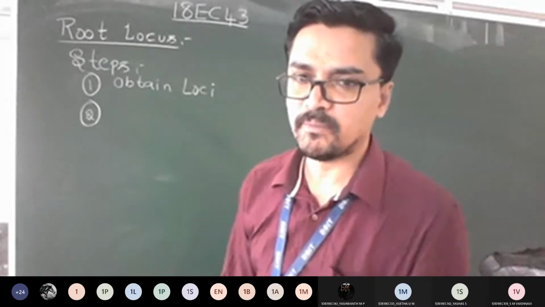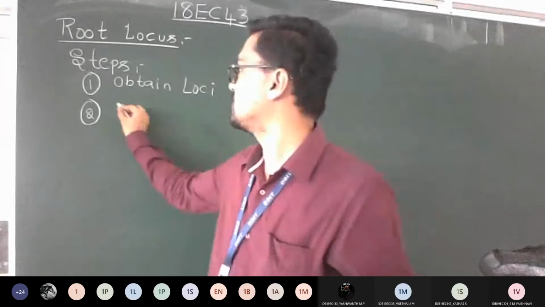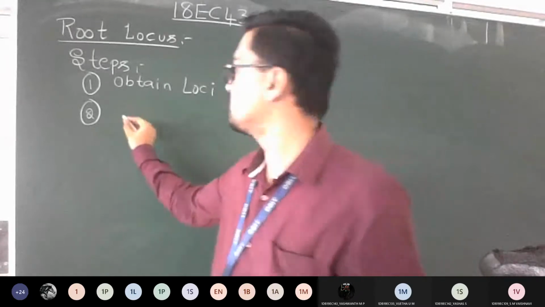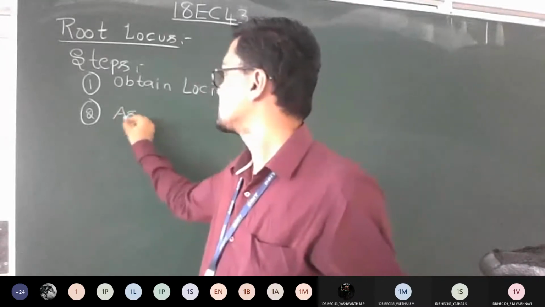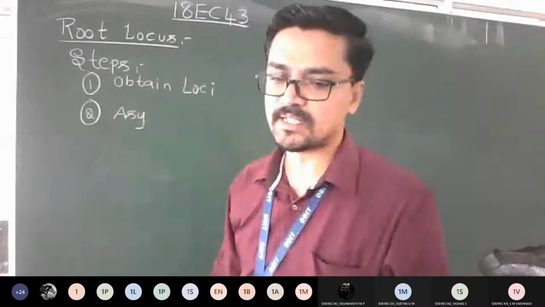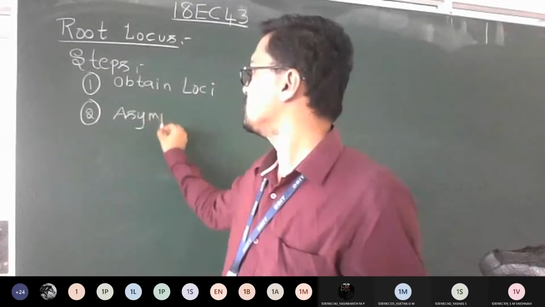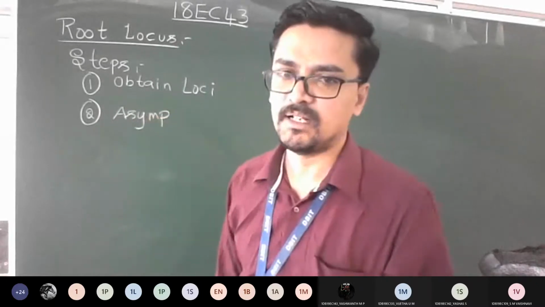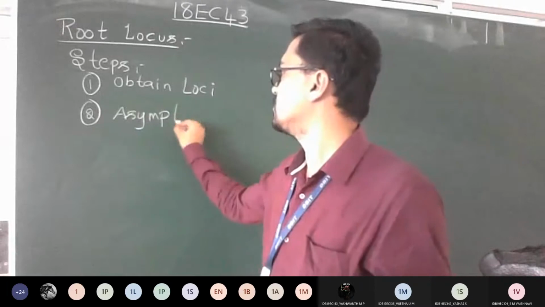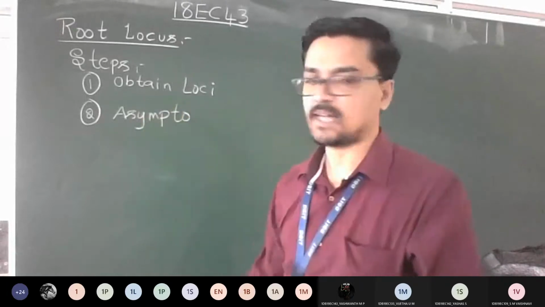You need to find the number of asymptotes. I'll repeat. You need to find the number of asymptotes. So this is required. Why? We will discuss while solving the problem. You just make a note of the heading and the formula we will implement in the problem. So, number of asymptotes.